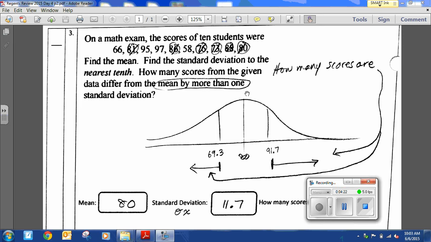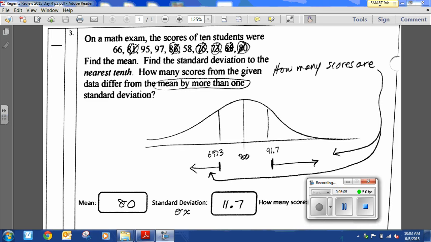I sketch out my normal distribution curve. My normal curve, 80 is in the center. I add 11.7 to get 1 standard deviation above, and I subtract 11.7 to get 1 standard deviation below. How many scores from the given data differ from the mean by more than 1 standard deviation? Normally we count the scores that fall within 1 standard deviation. Now we're actually counting scores that are outside of 1 standard deviation. In other words, they differ from the mean by more than 1 standard deviation. So it's all the scores above 91.7 and all the scores below 68.3.